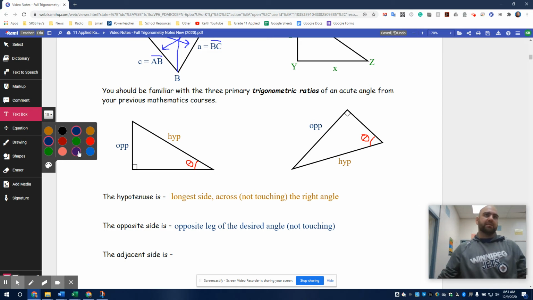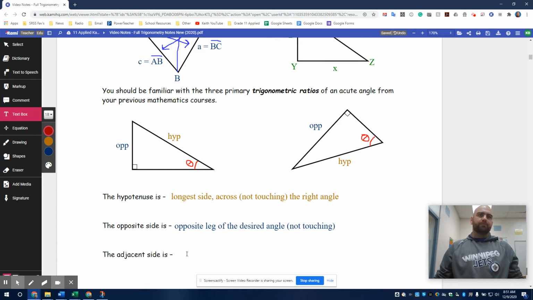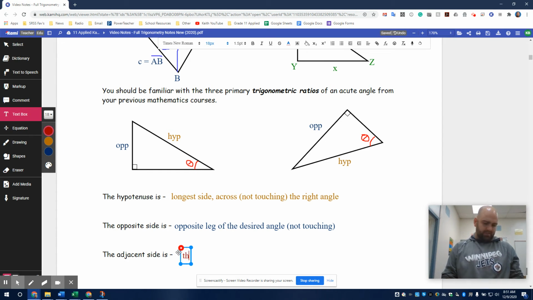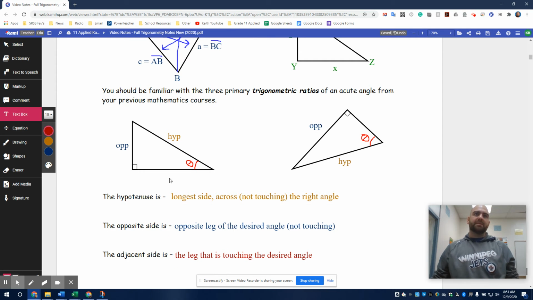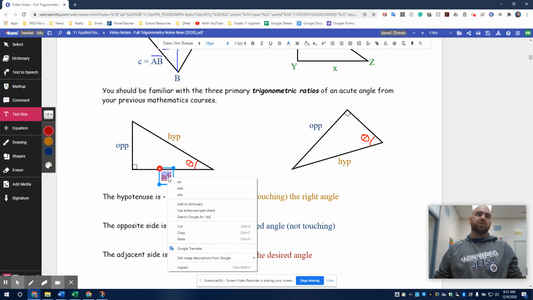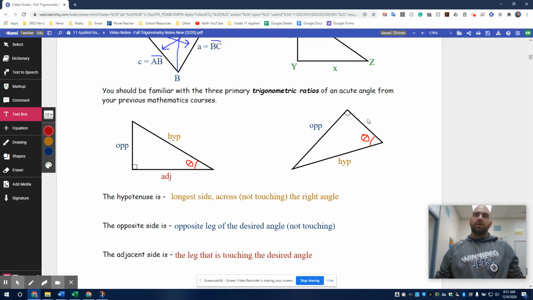Finally, we have the adjacent side. The adjacent side is the leg that is touching the desired angle, or you might want to say attached to the desired angle. It's the one that is right beside. In this case, it's our last leg. I'm going to call it ADJ. On this side here, I'm also going to do the same thing: ADJ, it's the one that is touching our desired angle.